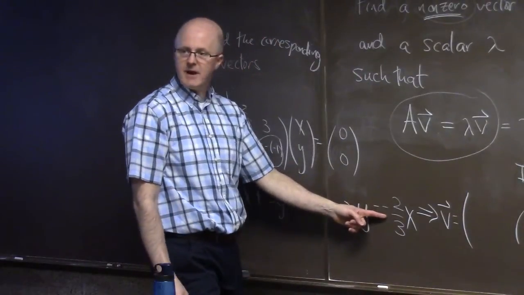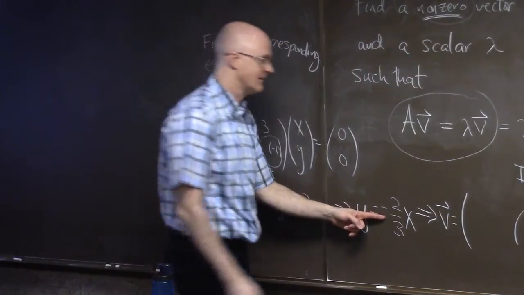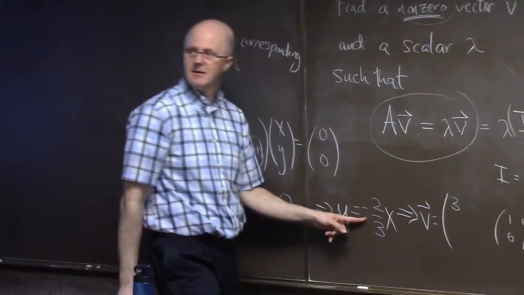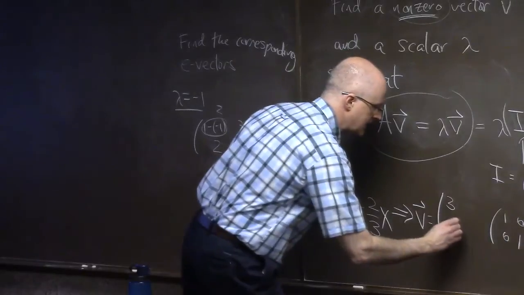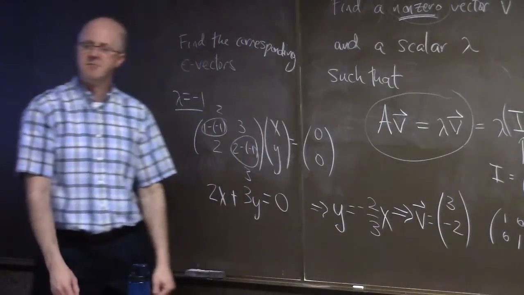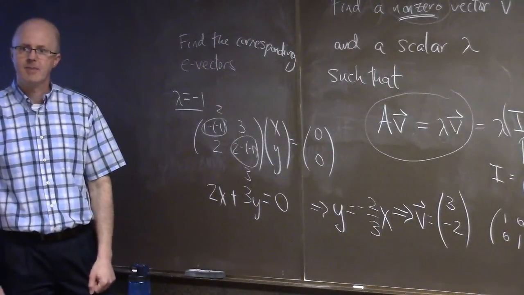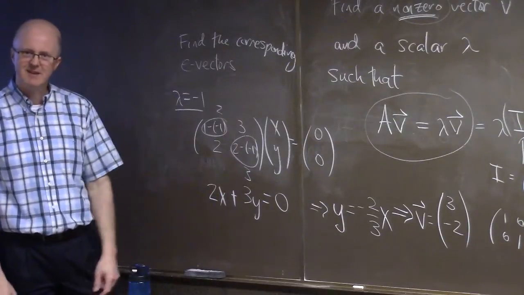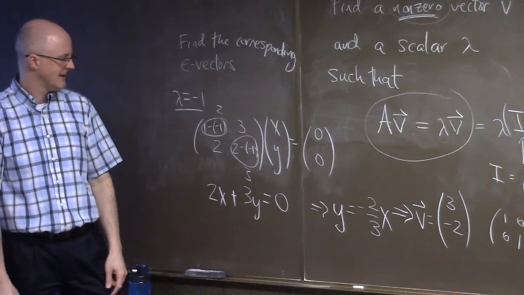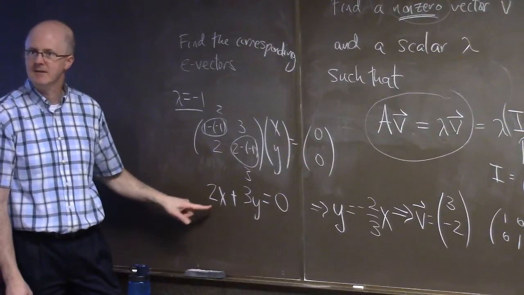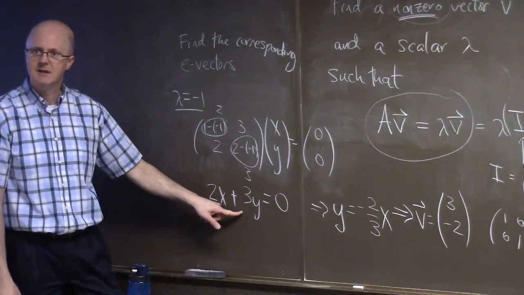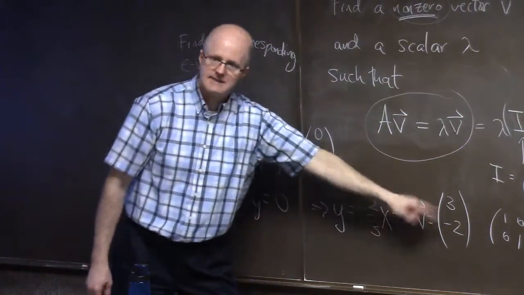What would be nice to pick for x here? How about 3? Because if you pick x to be 3, then y will be negative 2. They'll both be integers. This is a little tricky. You've got to be careful. Sometimes this makes people think that x and y have the same sign if you get both positive coefficients. But no, in that case, they have opposite signs.